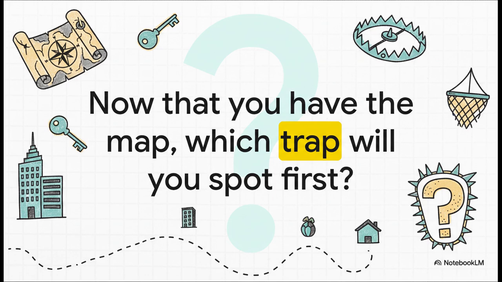So there you have it. That's your complete map for the toughest parts of the leasing exam. You know the route, you know the landmarks, and now you know exactly how to spot the traps. So the only question left is, which one are you going to spot first? Now go ace that exam.